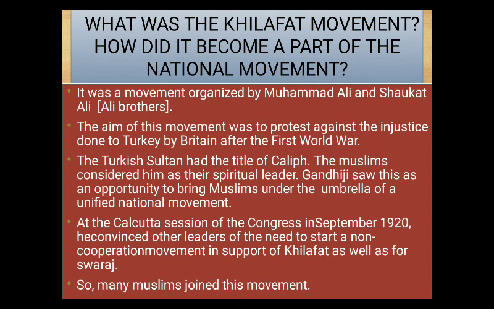At the end of the Calcutta session of Congress in September 1920, he convinced other leaders also of the need to start a non-cooperation movement in support of the Khilafat movement as well as for Swaraj. So first he started it for the Khalifa as a Khilafat movement, and slowly it was considered the Non-cooperation Khilafat movement, not only for Khilafat but also for Swaraj. And many Muslims also joined in this movement.